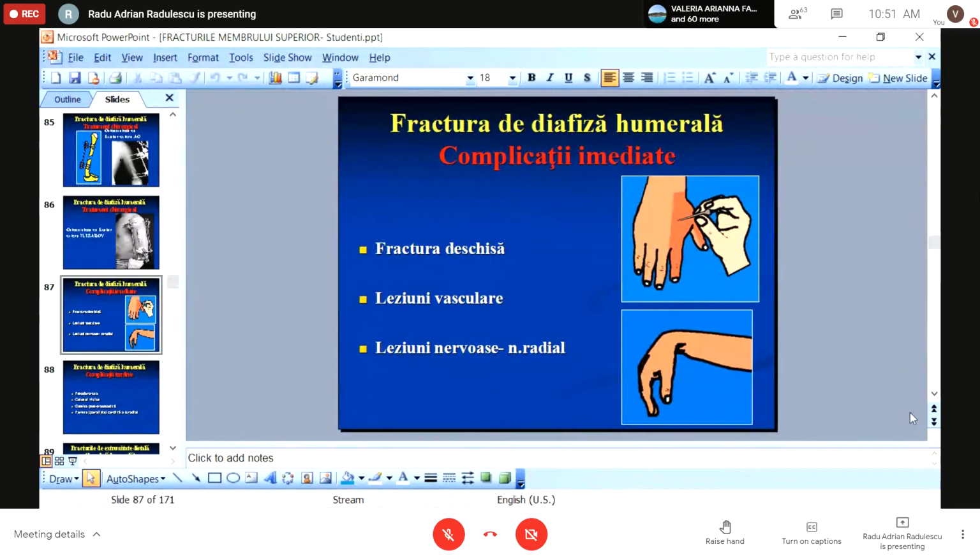Here is, like you already know because I have told you, the aspect of the hand in the palsy of the radial nerve. It is the so-called dropped hand because the patient will be unable to do the extension of the hand on the forearm.